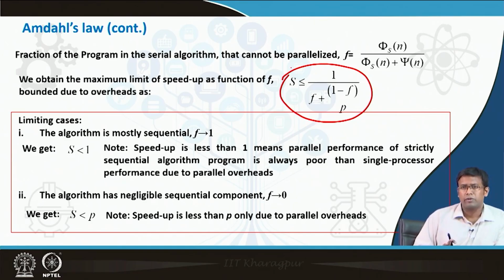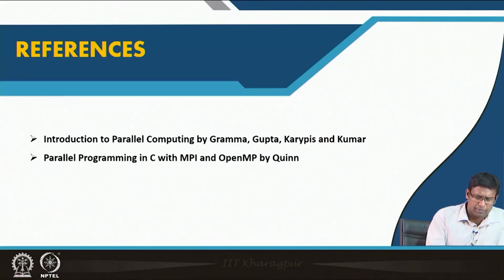So, if we know the algorithm, if we can do an analysis and find out how many sequential steps are there and how many parallelizable steps are there, we can find out the maximum bound on its parallel speed up, and that is what we can try to achieve. This is what is given as Amdahl's law. It is a very important law in parallel programming.